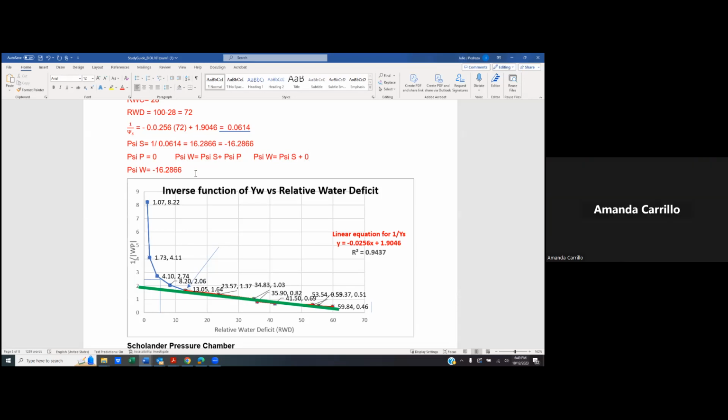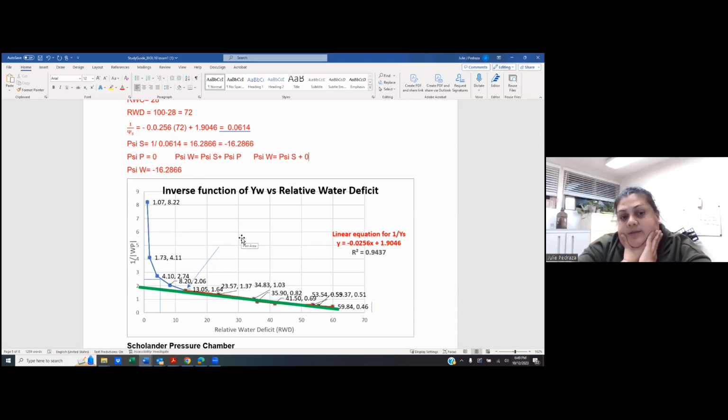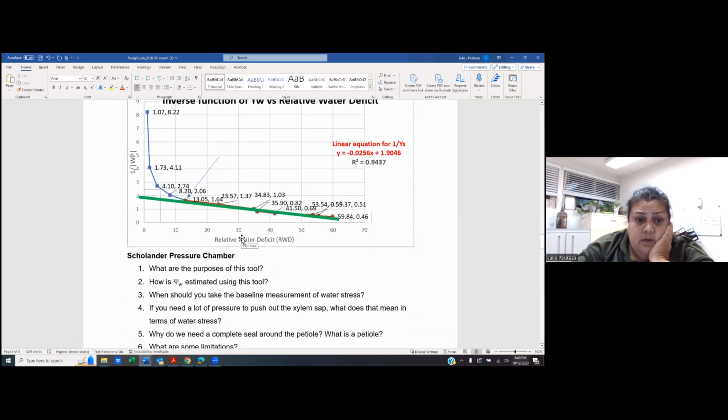Okay? So even if the relative water deficit was like, say at 30, the pressure would still be 0? Or because it's after that point? Correct. Correct. Does everyone get that? Okay. All right, let's go on.